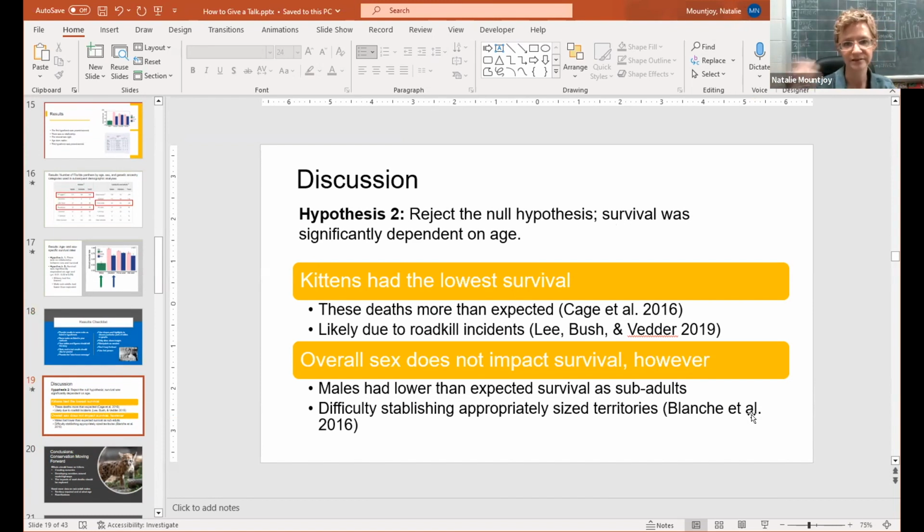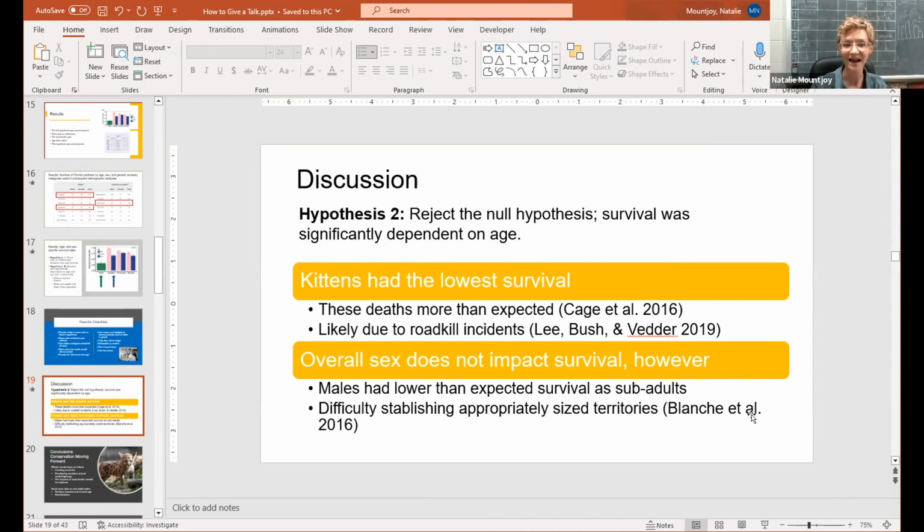Okay. Again, same order, not surprised, right? I'm going to start with hypothesis 2 here, but you would have started with hypothesis 1. Now you're able to say how your results line up with your hypothesis. In this case, hypothesis 2, we're going to reject the null hypothesis because survival was significantly dependent on age. I don't need statistics there. I don't need to back that up. I've already done that in results. I'm reminding my audience, this was my hypothesis. These are my results. That means that we can reject the null. There's a relationship here. Okay? I have shown that to you.